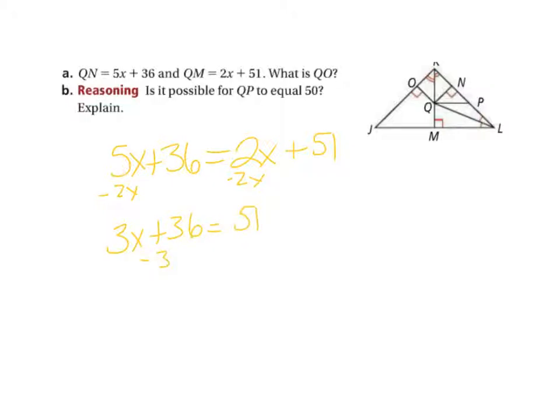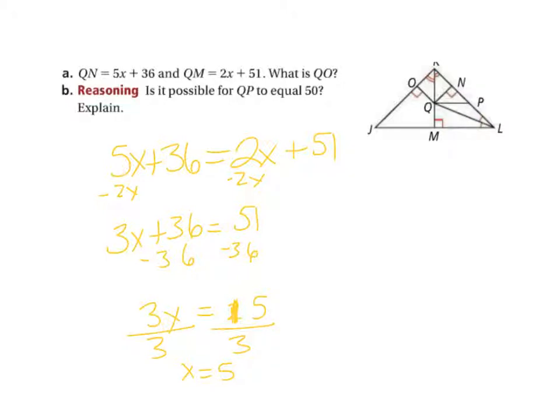Subtract the 36. Did I do that right? That's a 15, that's what it is, sorry, 15. I was going to say, that wasn't going to divide nice. So x is 5.